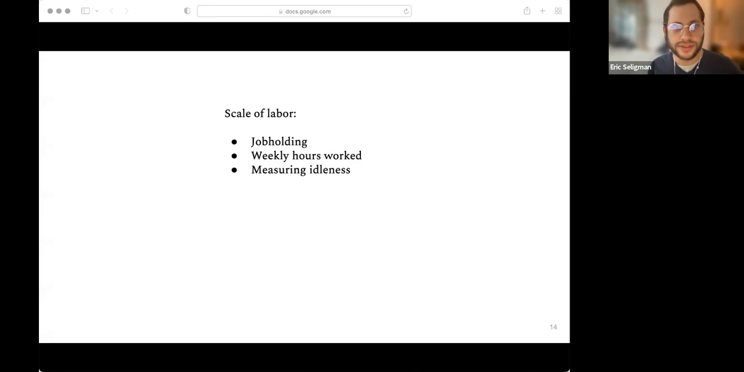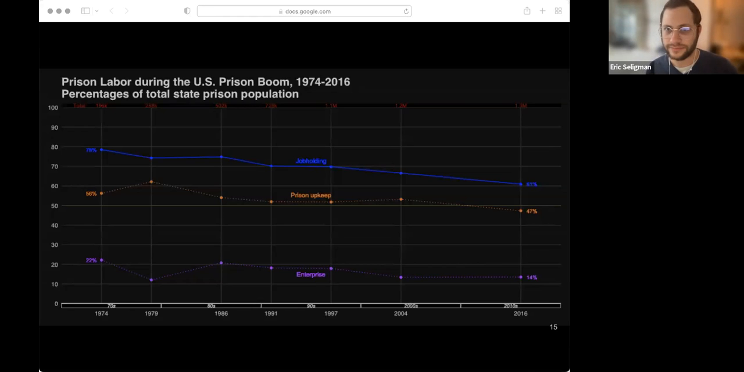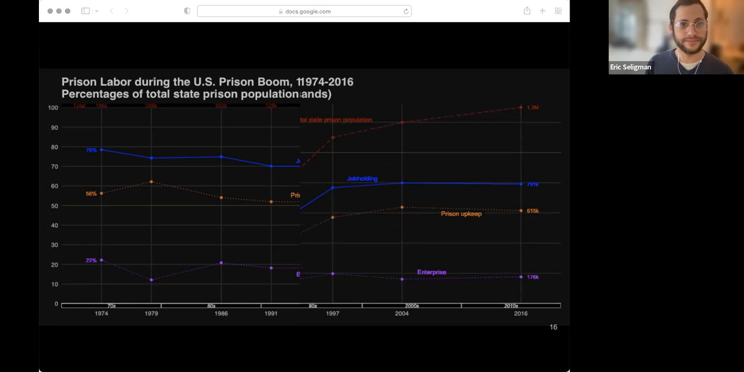So now we'll turn to the scale of labor. Let's look at the blue job holding line, which shows the percentage of prisoners with a work assignment at the time of the survey, regardless of what that assignment is or how many hours per week they work it. So as a matter of percentage, the story is that job holding declines very consistently from 78% to 61% over the course of the prison boom.